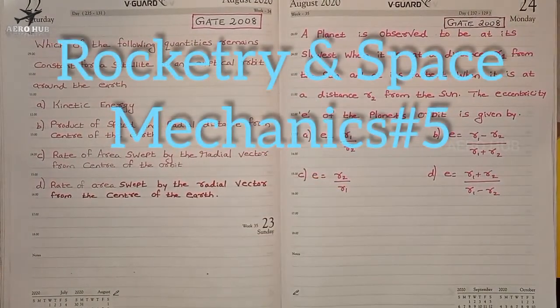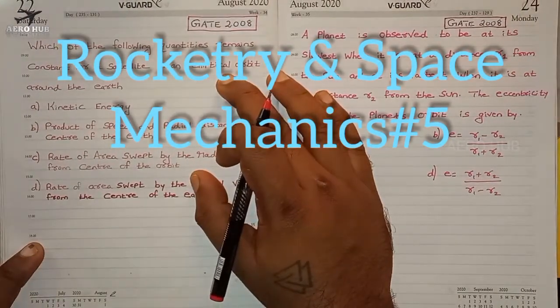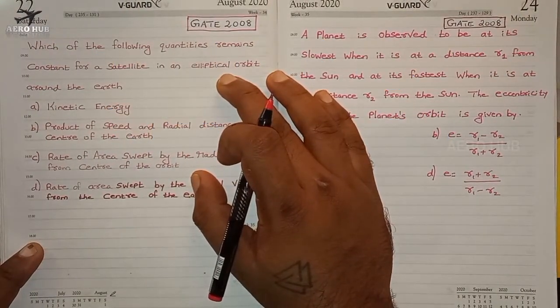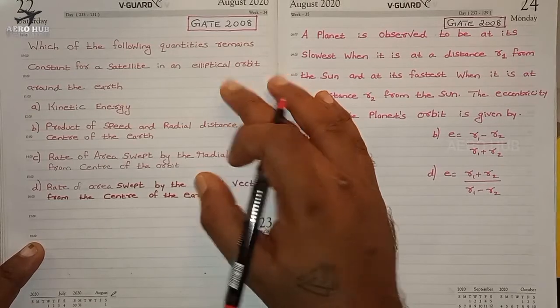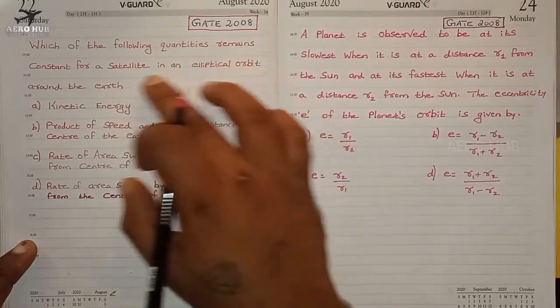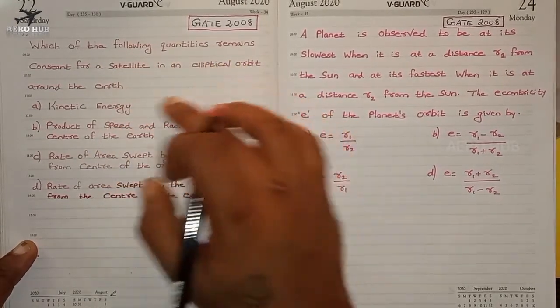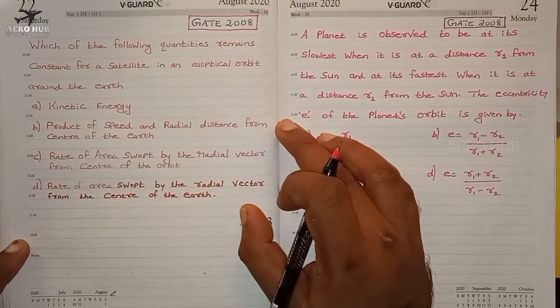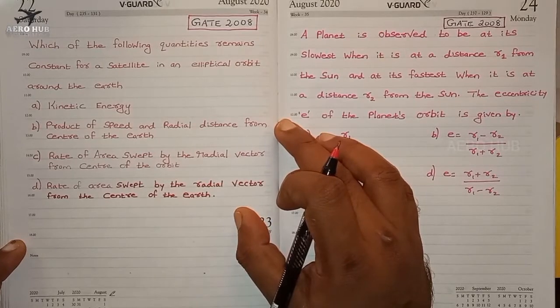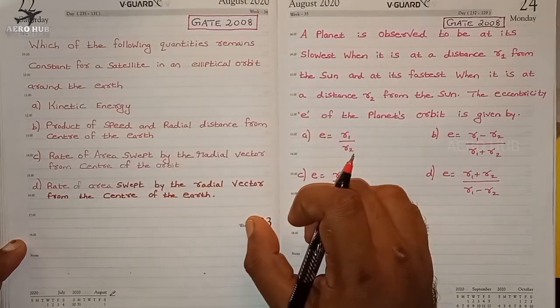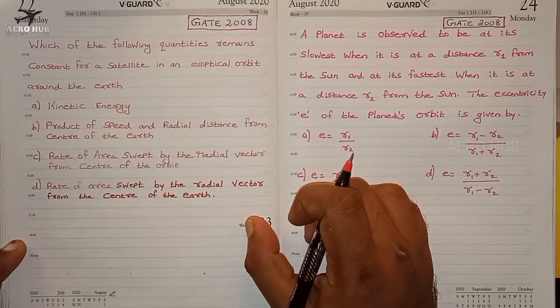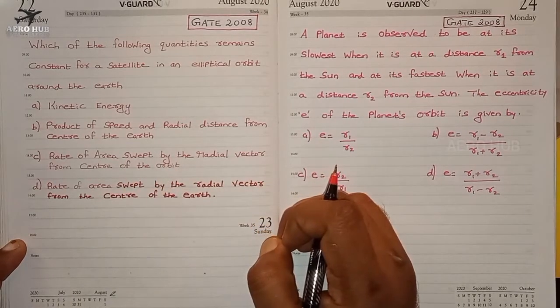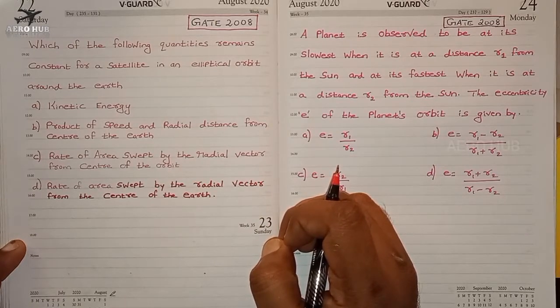In this lecture, we'll discuss previous year questions of rocketry and space mechanics. This question was asked in GATE 2008. Which of the following quantities remain constant for a satellite in an elliptical orbit around the Earth? Option A, kinetic energy. Option B, product of speed and radial distance from center of the Earth. Option C, rate of area swept by radial vector from the center of the orbit. Option D, rate of area swept by radial vector from the center of the Earth.